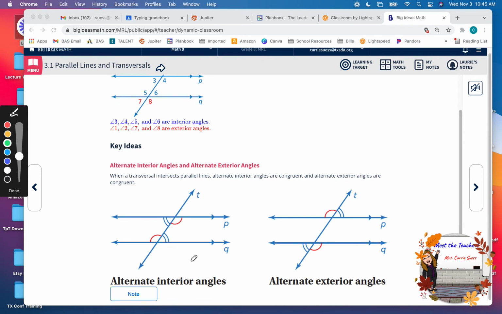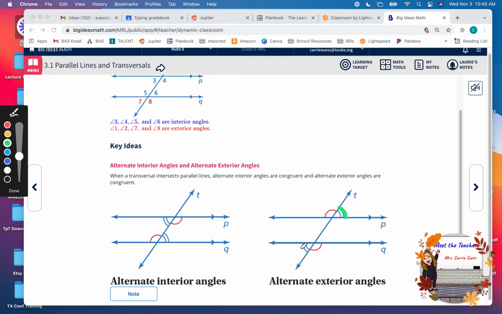Good so far? The rule applies also with exterior angles. Exterior means they're on the outside of the parallel lines, so they're outside the railroad tracks. And again, follow the transversal, and they're alternating on the transversal. So this exterior angle would be congruent to this exterior angle.